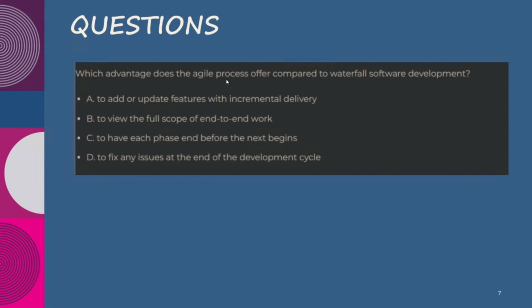Which advantage does the Agile process offer compared to waterfall software development? To add or update features with incremental delivery. Okay, this is true. The Agile process does offer addition or update of features with incremental delivery. The second is to view the full scope of end-to-end work, to have each phase end before the next begins, to fix any issue at the end of the development cycle. So all three of those statements are false.